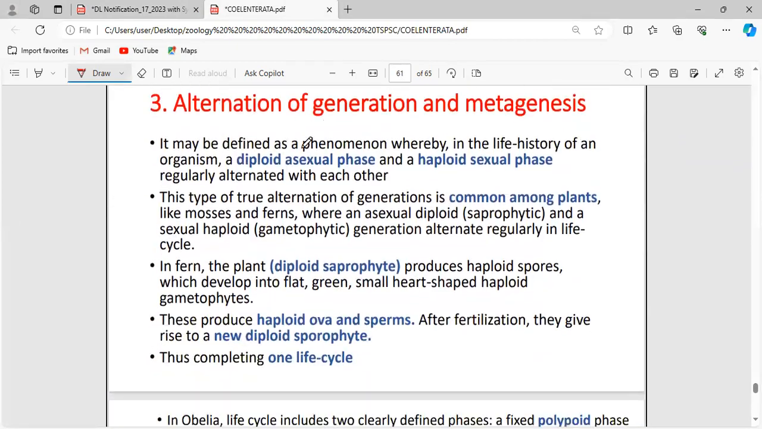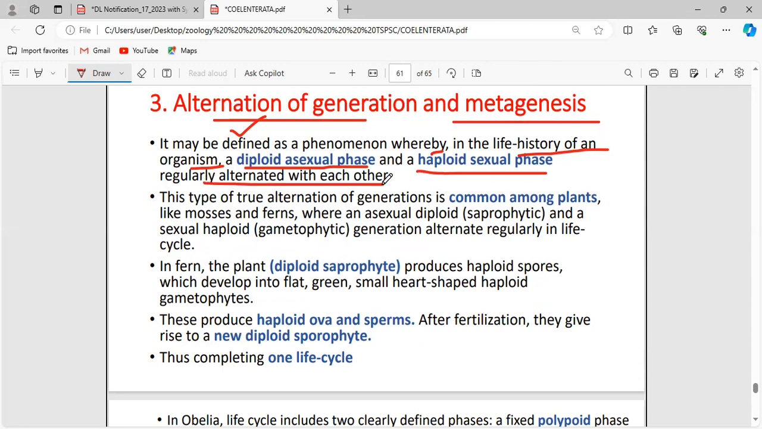Alternation of generation and metagenesis. Now, it may be defined as a phenomenon whereby in the life history of an organism, a diploid asexual phase and the haploid sexual phase regularly alternate with each other. Why is the asexual phase said to be diploid and the sexual phase said to be haploid? Any idea?